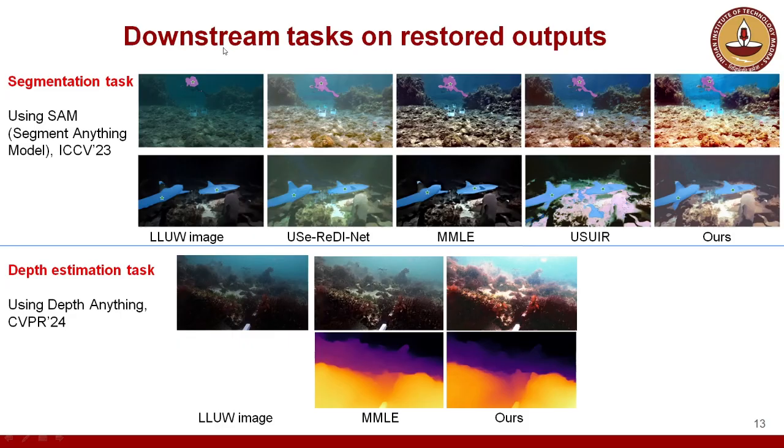And we attempted 2 downstream tasks on restored outputs. The first row shows the restored images from different methods, and our method is shown in the last column. We have used SAM, Segment Anything Model, from ICCV 2023 to obtain this segmentation mask, and we can see that the segmentation mask obtained from our restored images is better than the other methods. Similarly, in the case of the second image also, our segmentation mask obtained from our restored image is better.